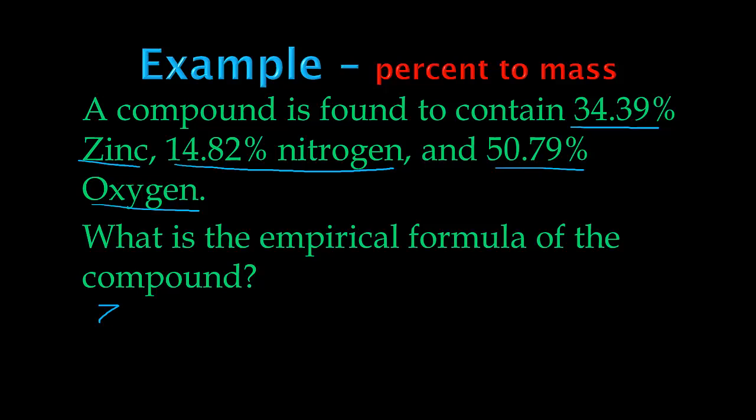So zinc, we're going to convert our percent to mass, so it's just 34.39 grams. And then we have nitrogen, 14.82, we're converting our percent to mass. And then oxygen is 50.79 grams. Step 1's done. That was easy.